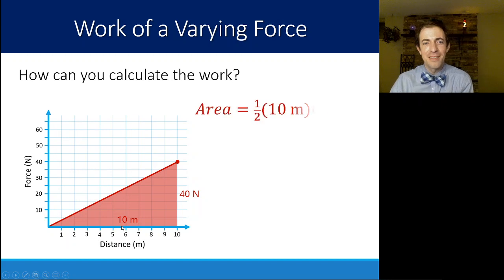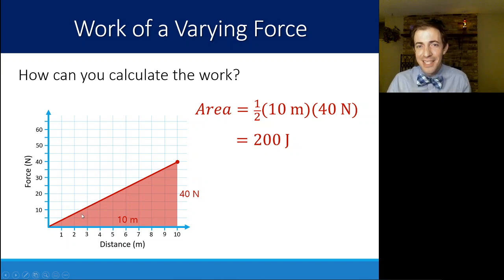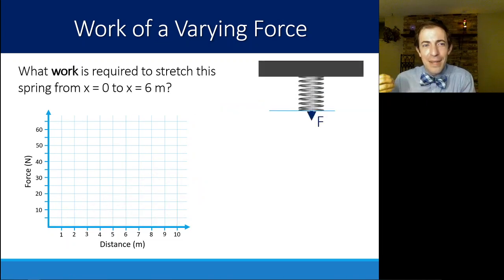In this case, the final force is showing up at 40 newtons. Here it's 10 meters. And I could find the area is 1/2 base times height, 1/2 times 10 meters times 40 newtons, to find a total area of 200 joules. So the work being done here is 200 joules of work. And I can find that by using the area rather than just a general formula. Well, it turns out that we can actually use a formula as well. But first, let's look at this in terms of an actual spring.